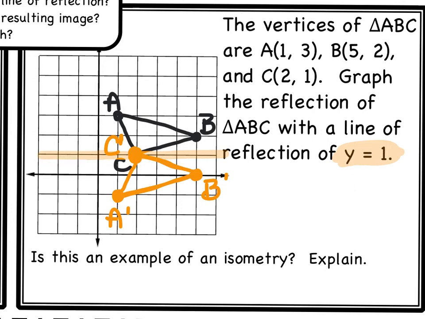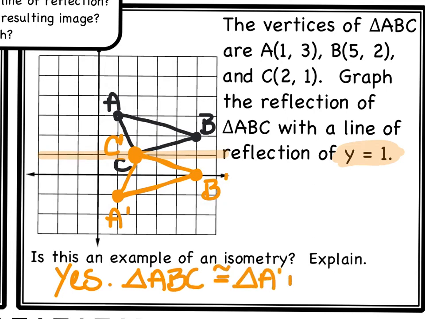Now, down at the bottom, it asks, is this an example of an isometry? Now, remember, an isometry is the same thing as rigid motion. It's just another name for it. And remember, an isometry or rigid motion means that the two figures are congruent to each other. So it's a transformation that produces congruent figures. Now, of course, the answer is yes. And the reason being is that triangle ABC is congruent to triangle A prime, B prime, and C prime.